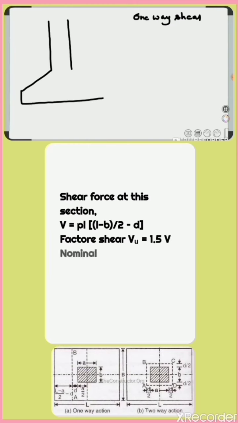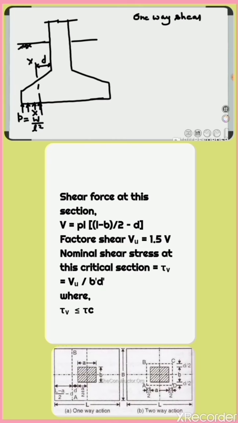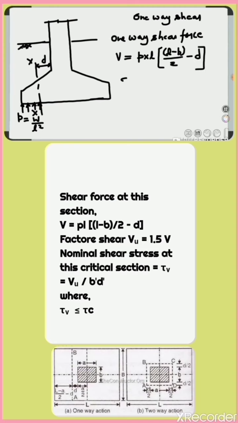Shear force at this section, V equals P into L into ((L minus B) upon 2 minus D). Factored shear Vu equals 1.5 times V. Nominal shear stress at this critical section, tau V equals Vu upon B dash into D dash, where tau V shall not exceed the design shear strength tau C.